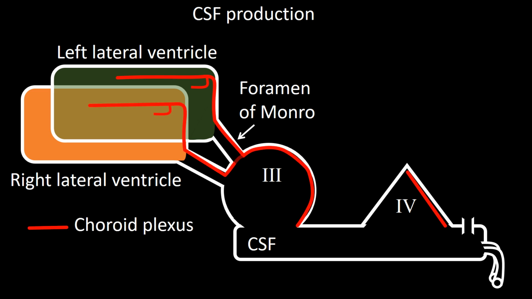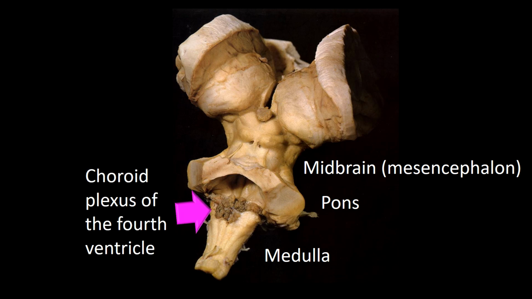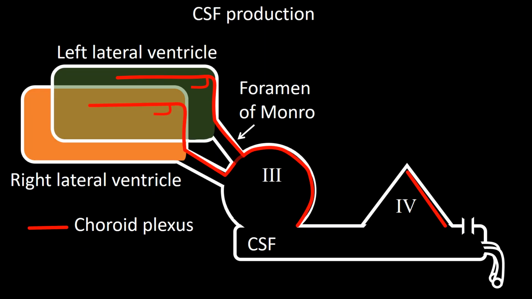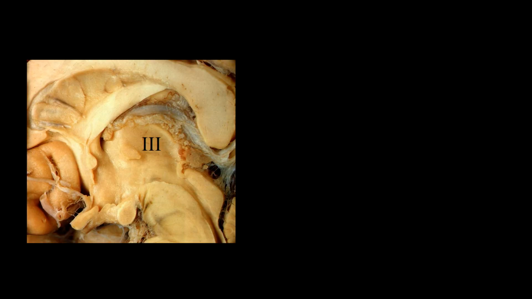I have now introduced a set of red lines to indicate the location of the choroid plexus. The choroid plexus is the source of CSF. The choroid plexus is present at the lower portion of the roof of the fourth ventricle, as you can see in this specimen pointed by the arrow. The choroid plexus is also present at the top of the third ventricle, as you can see in this frame to which I am pointing in this specimen.